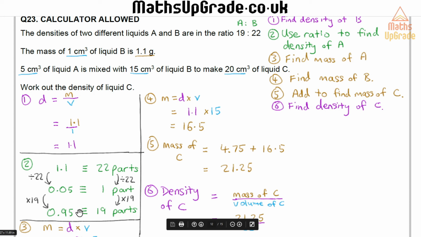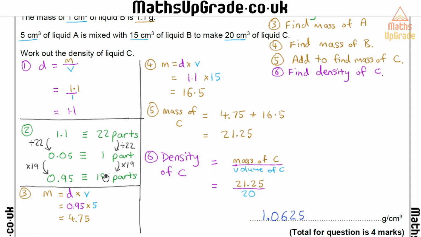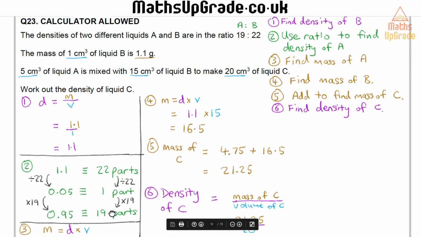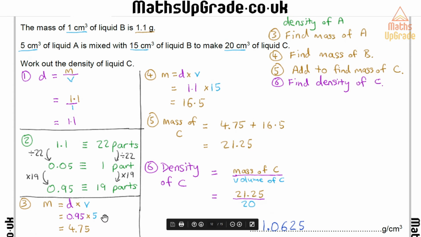Now I'm going to find the mass of A and then the mass of B. The mass is given by density times volume. Density of A is 0.95, which is what I've just worked out. And the volume of A is 5, as that's given in the question. So multiplying those through, I'll get 4.75. So 4.75 is the mass of A.